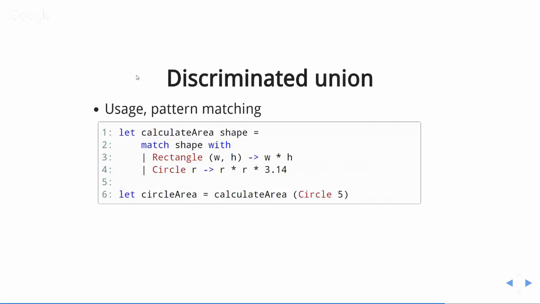So I mentioned that tuples have this relationship to the product operation in set theory. And discriminated unions also have a similar relationship with another operation. But in this case, that operation is actually the discriminated union operation. So that is where the name comes from.